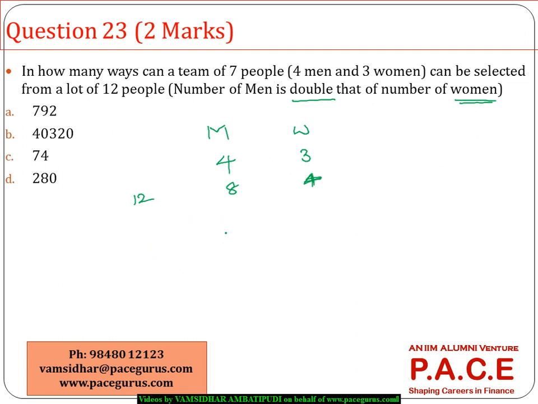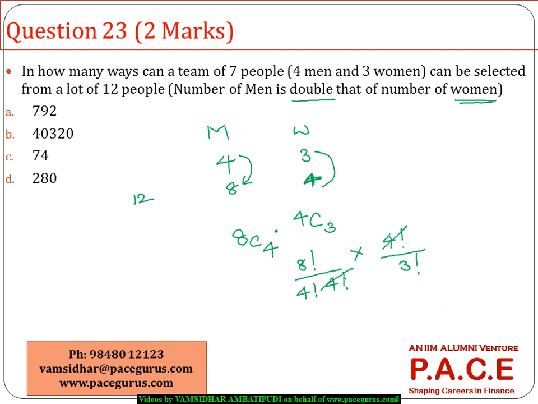So as per the combination now, in how many ways can I select 4 men from 8? I can do it in 8C4 ways. In how many ways can I select 3 women from 4? I can do it in 4C3 ways. So 8C4 is 8 factorial by 8 minus 4 factorial into 4 factorial, into 4C3, 4 factorial divided by 4 minus 3, 1 factorial into 3 factorial. So one 4 factorial is going off, 8 factorial by 4 factorial into 3 factorial.